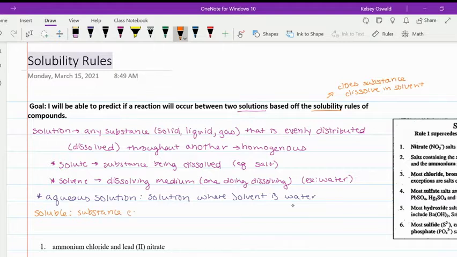So a soluble substance can be dissolved in our solvent. When we look at aqueous solutions, if something is soluble, that means the substance can be dissolved in water. However, insoluble is going to be the opposite. That is when our substance cannot be dissolved, and it's going to remain either a solid or a gas in that water.